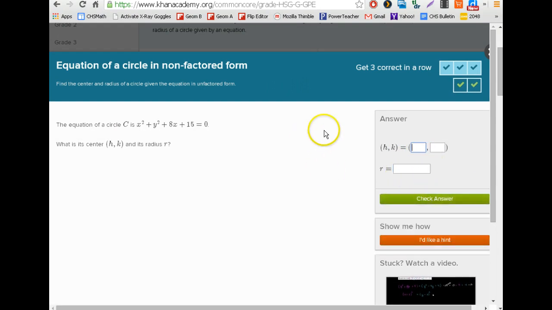Okay. So here we go. Watch me do it again. This time I'm only going to use my calculator. So I'm going to just write down this problem, and I'll just use my calculator. So the problem says x squared plus y squared plus 8x plus 15 equals 0.